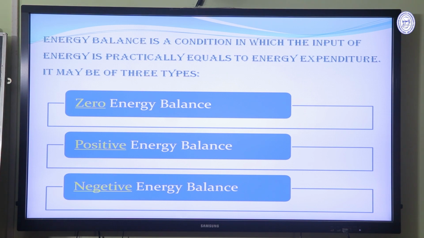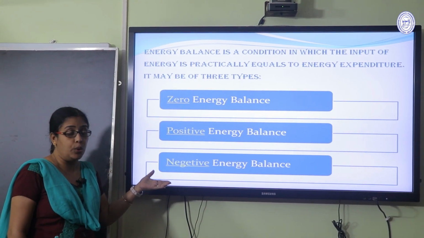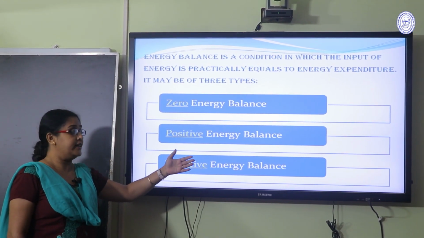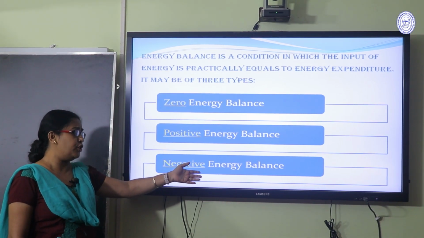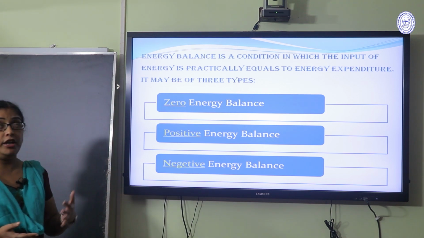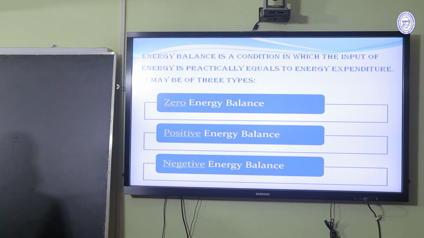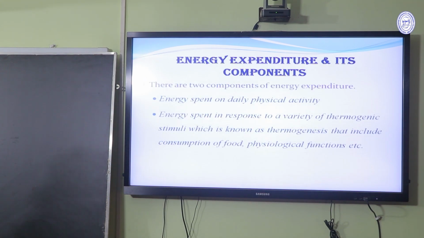In case of positive energy balance, the input of energy through different foods mainly exceeds energy expenditure. That is very common in puberty, in pregnancy and in different physiological conditions. In case of negative energy balance, the input of energy is lower; the expenditure of energy exceeds the input of energy. The expenditure of energy occurs through different physiological functions, that is voluntary functions and different involuntary functions, that is BMR, SDA, etc. So, these are the different patterns of energy expenditure.